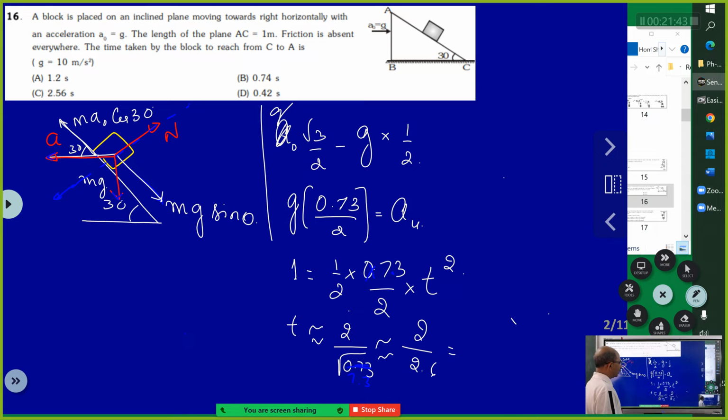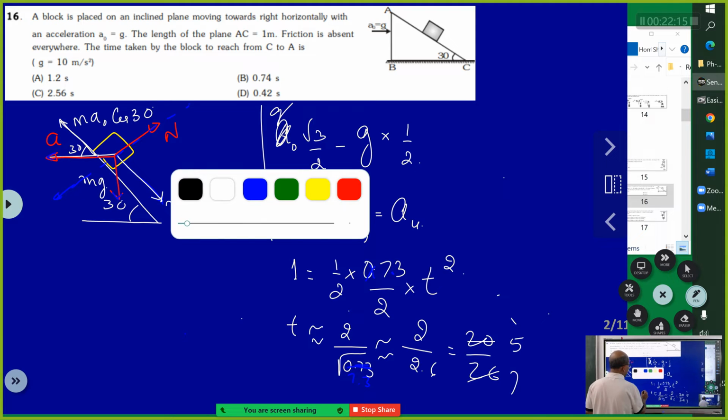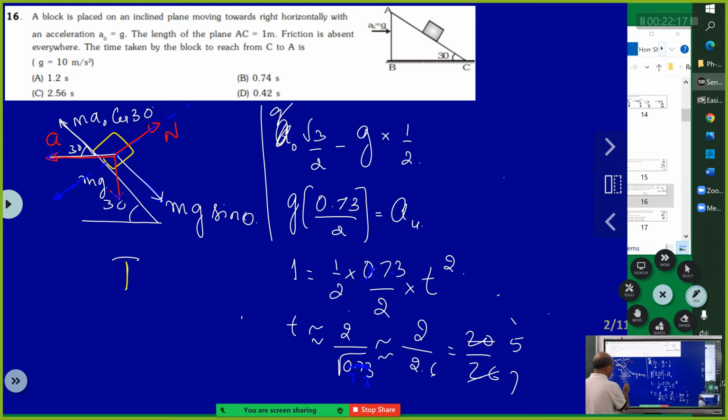So this should give you what? 2 divided by 2.6. Even if you take it as 20 by 26, you will get approximately 5 by 7, which is 0.7. So I think the option should be B. So close to 0.7, option should be B. If you do it correctly, you will get the option as B. If somebody has done it very quickly, you will get the option B.